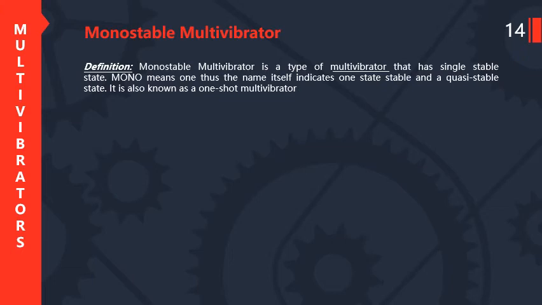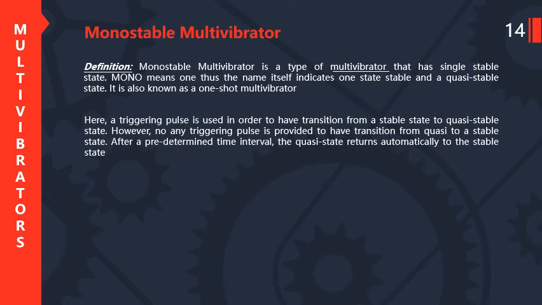So definition of monostable multivibrator is a type of multivibrator that has single stable state, जो अभी मैंने आपको बताया. Mono means one, thus the name itself indicates one state stable and a quasi-stable state. It is also known as the one-shot multivibrator.